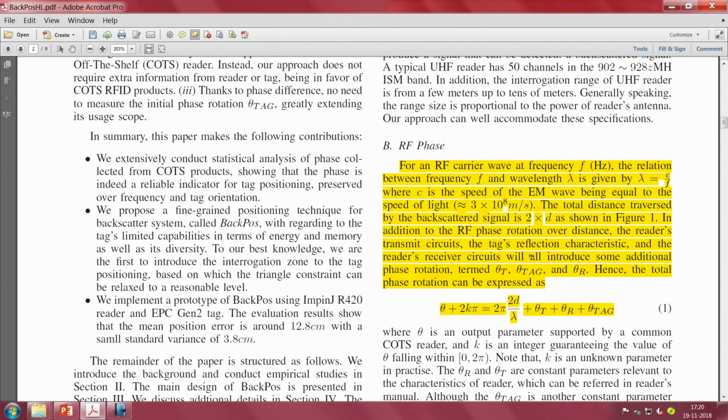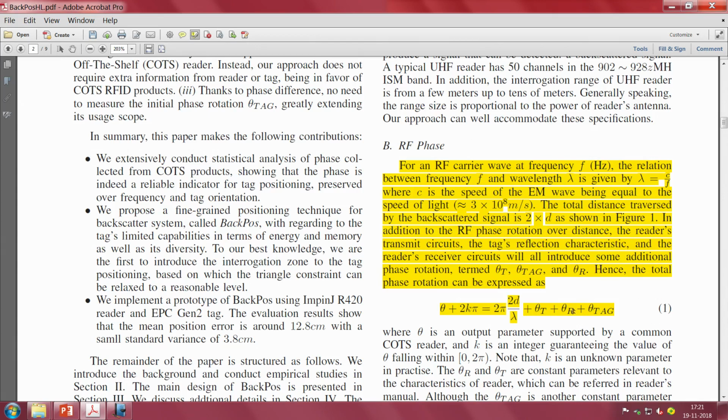Now, this is all basics, so let us skip all of this, but do keep in mind that many issues, many parameters are associated with the actual phase that you read, which includes the reader's transmit circuits, the tag's reflection characteristics, the reader's receiver circuits, and so many other issues. So, essentially there are terms such as theta t, theta tag, theta r, all these are contributing to the actual phase that a reader antenna actually obtains.